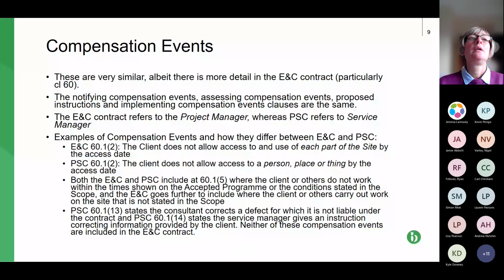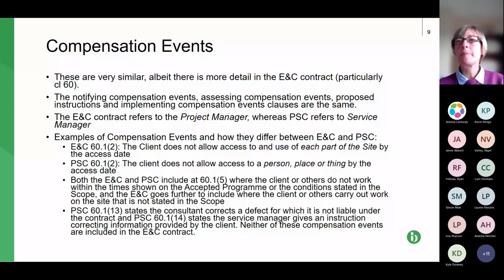So then if we move on to compensation events, the good thing here is that generally speaking, the provisions are very similar, so they're stepped down. As I've said already, that 8 week, that horrible 8 week notification under your contracts is the same under the professional services contract.